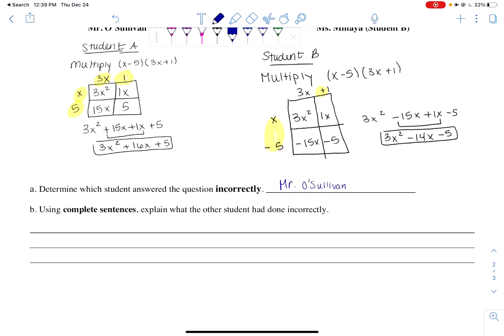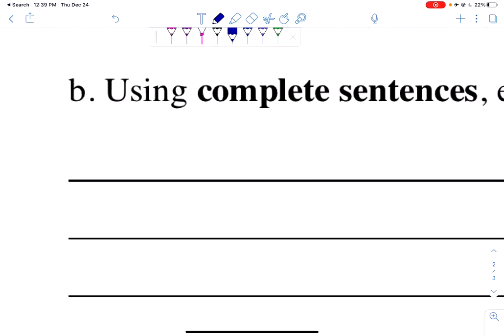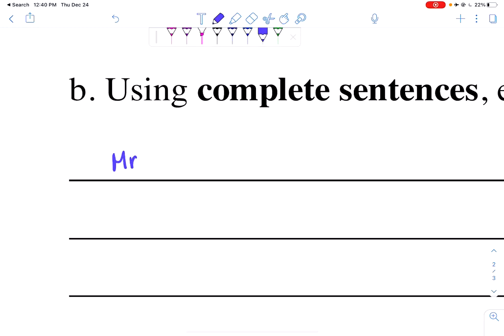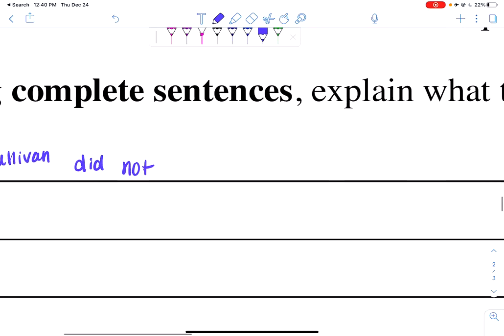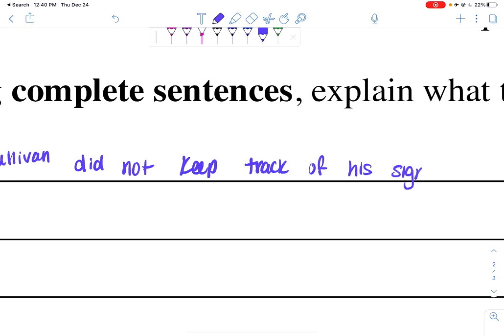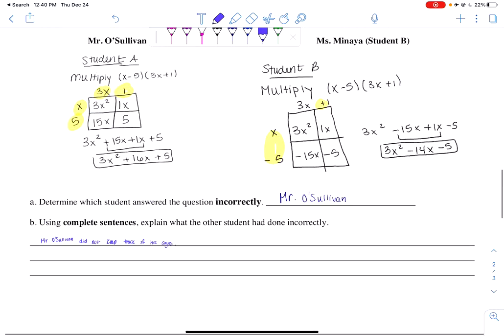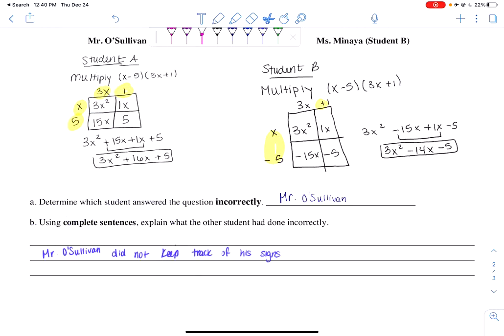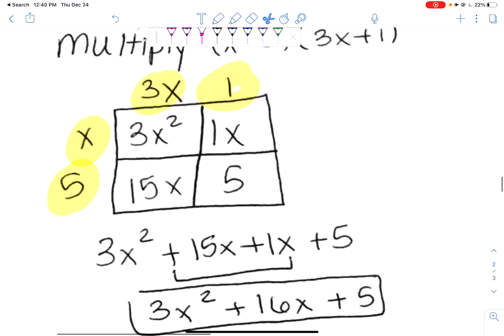Now, using complete sentences, explain what the other student had done incorrectly. So, what Mr. O'Sullivan did was, he did not keep track of his signs. Because if you look, I'm going to make this bigger so you can see it if you're watching it on YouTube. He didn't keep track of his signs. But if you look, he made everything positive. So he was like, you know what, everything's positive.